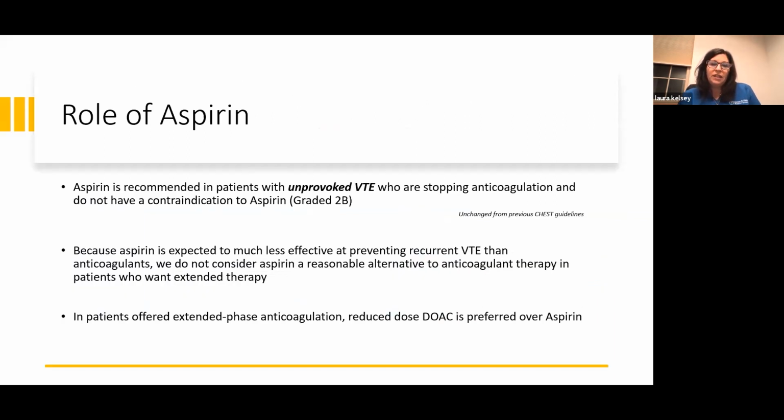The role of aspirin, to go back to that for a second: aspirin's recommended in patients with unprovoked clots. So again, those folks are going to have a pretty significant risk of recurrence. So if they're going to stop anticoagulation, at least try an aspirin. Now, if you really feel that they need something stronger than that, then you need to do something stronger, because aspirin's not considered as effective in preventing recurrent VTE as the low dose DOACs and full dose DOACs. So in patients offered that extended phase anticoagulation, reduced dose DOACs are preferred over aspirin for that reason.